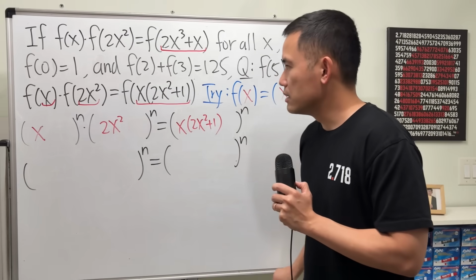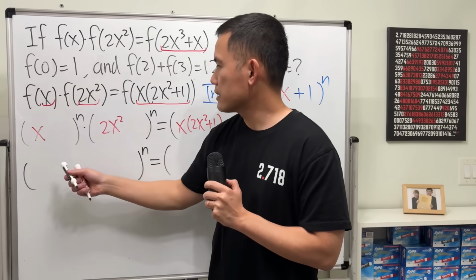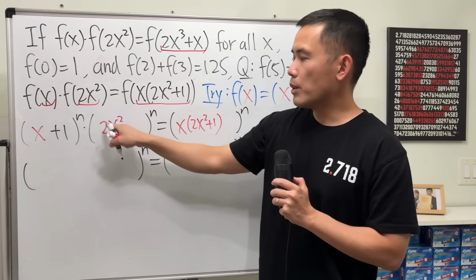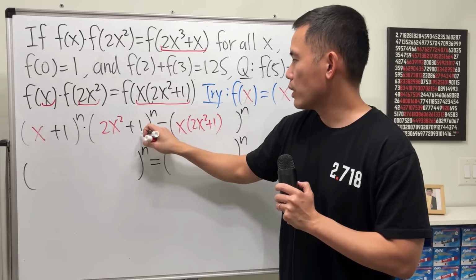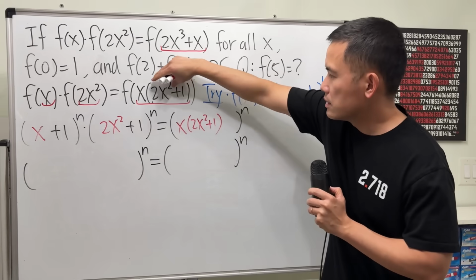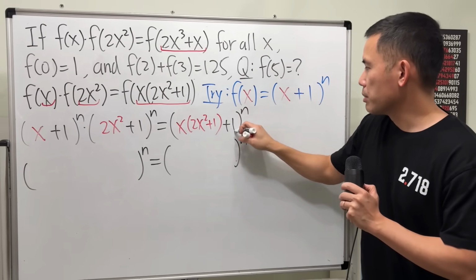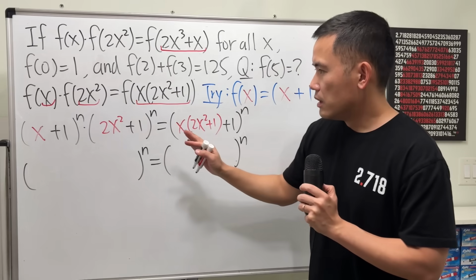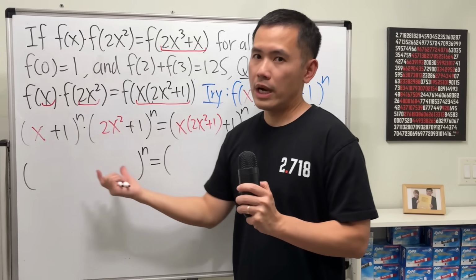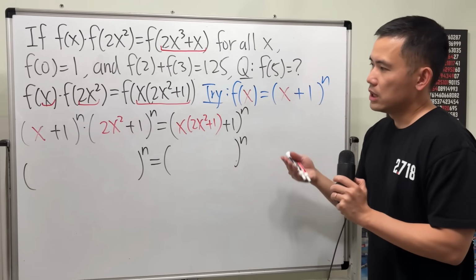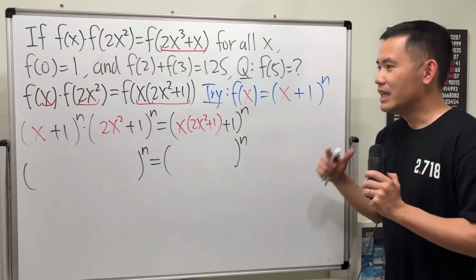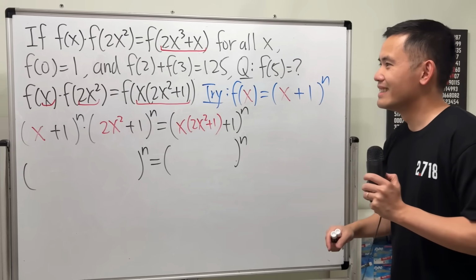So that means when we have f of x, we will have (x plus 1) to the nth power. And this will be (2x squared plus 1) to the nth power. This is right here, but I still have to put on the plus 1 because we have that right here. Okay. Right here, let me just try to see if this is actually going to work. If it is working, then we have the function and we can just continue. If not, we will have to make more changes.